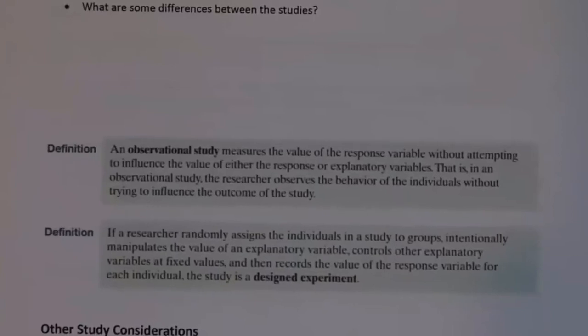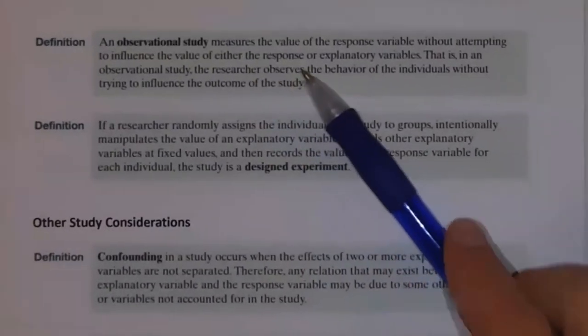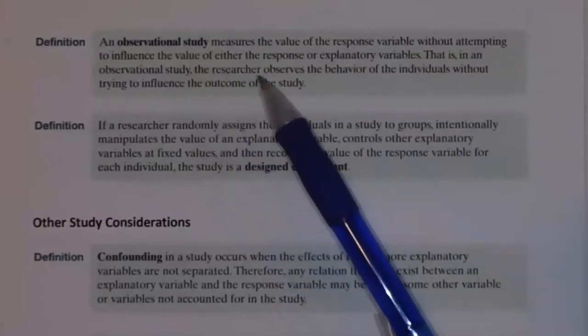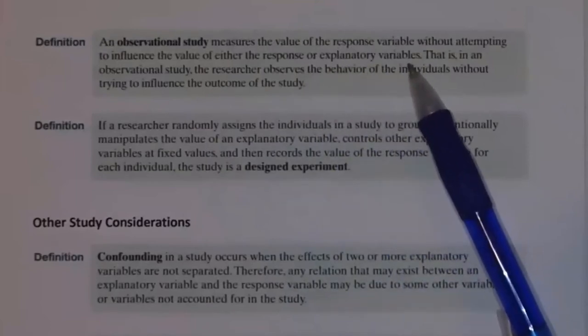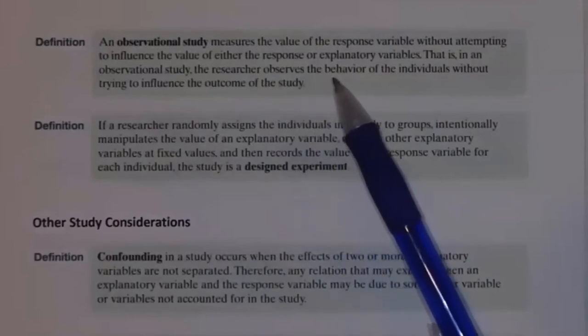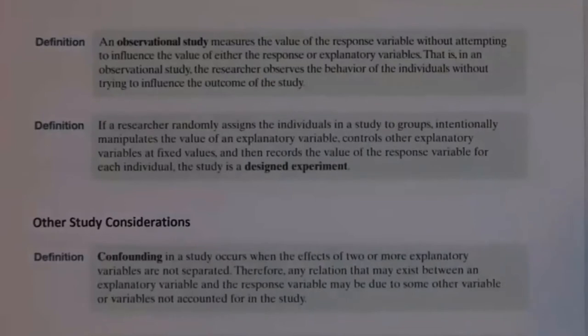So let's formally define this. An observational study measures the value of the response variable without attempting to influence the value of either the response or the explanatory variables. That is, in an observational study, the researcher observes the behavior of the individuals without trying to influence the outcome of the study. So it's very, very common research to do an observational study. You are just observing what's occurring rather than actually doing anything to manipulate.